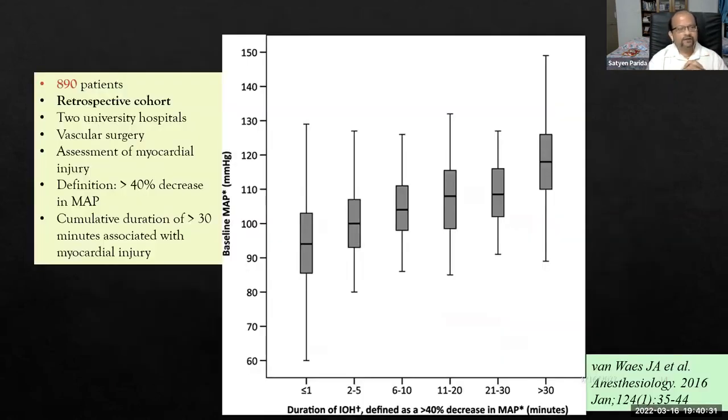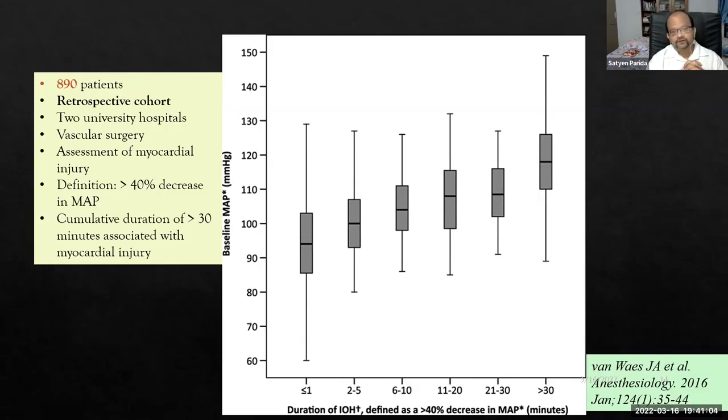So again, another retrospective review, nearly 900 patients from 2 university hospitals, vascular surgical patients, and the authors were checking out the association between perioperative hypotension and myocardial injury. For purposes of this study, they defined perioperative hypotension as a greater than 40% decrease in mean arterial pressure. And what the authors found was that when there was exposure to a cumulative duration of greater than 30 minutes at these definitions of hypotension, the incidence of myocardial injury was substantial.